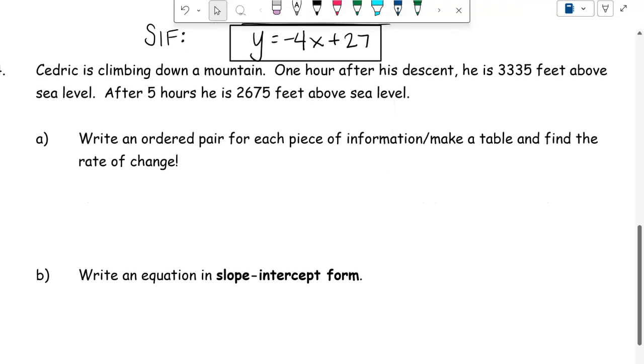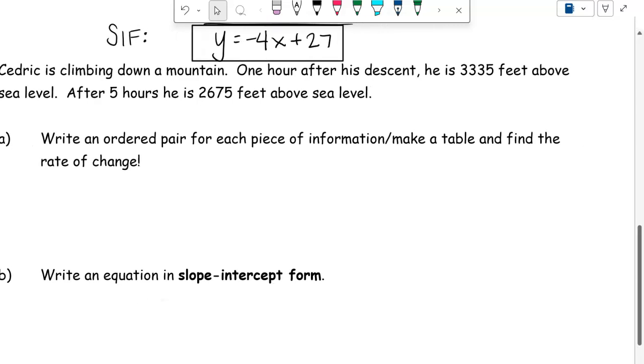So sometimes you have to start in one form and solve to get to the other. We also were given word problems that we had to figure out equations. So it says Cedric is climbing down a mountain. 1 hour after his descent, he is 3,335 feet above sea level. After 5 hours, he is 2,675 feet above sea level. Write an ordered pair for each piece of information, make a table, and find the rate of change.